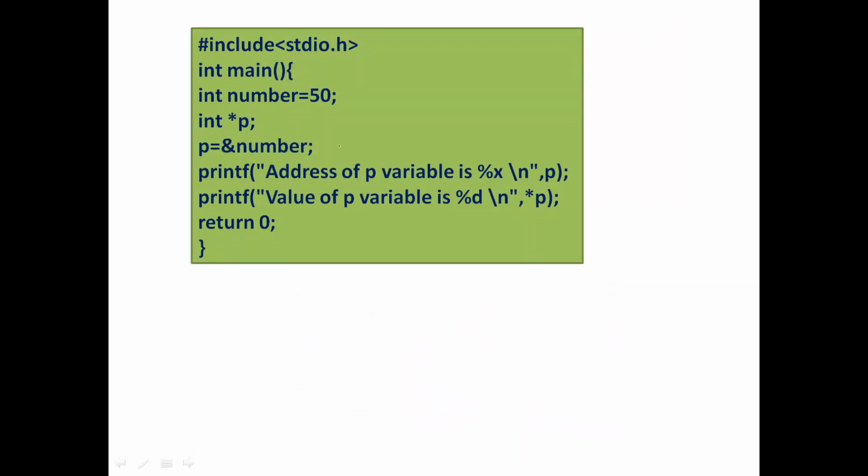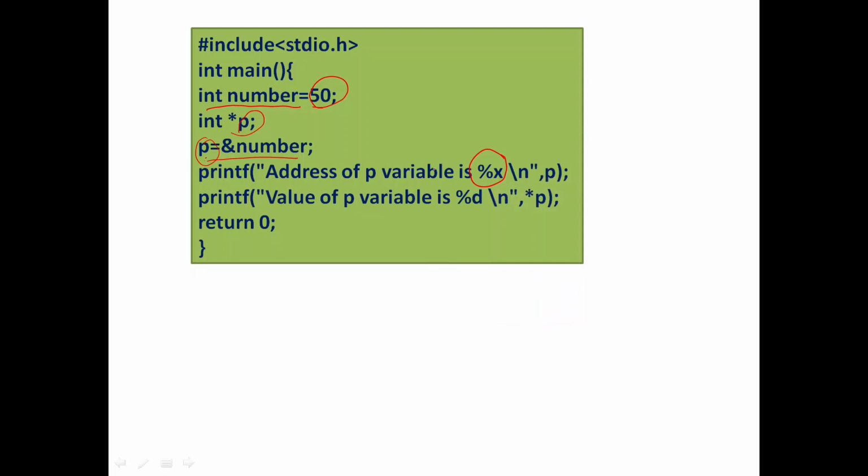So we will see another example for a pointer. Here we have created one variable named number and we have initialized it to 50. Then we have created a pointer p. In this statement we have referenced the address of number to p, that is, we have assigned the value for p. To print the value stored in p, we have to use the symbol %x.